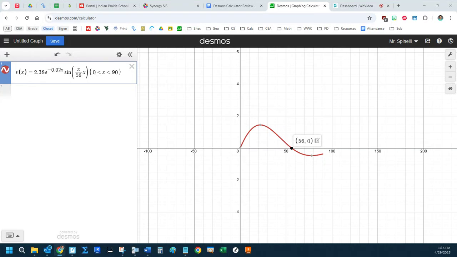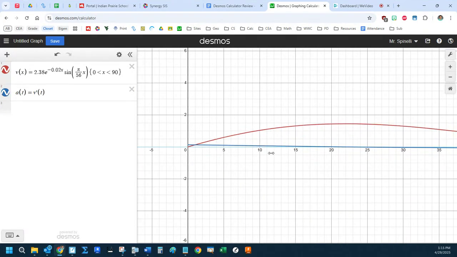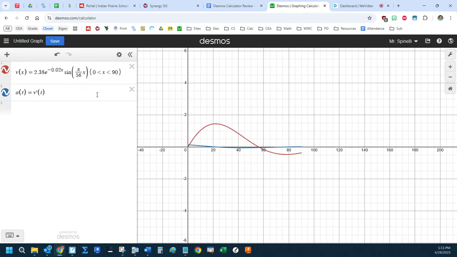The next one, so t equals 56, it says find acceleration at 60. So on my paper, I am writing a of t equals v prime of t. That's what I'm writing on my paper. In fact, it doesn't hurt to show that right here. It says find it at 60. So I want a of 60. Poof, Desmos did it for me. Thank you, Desmos. I love you.